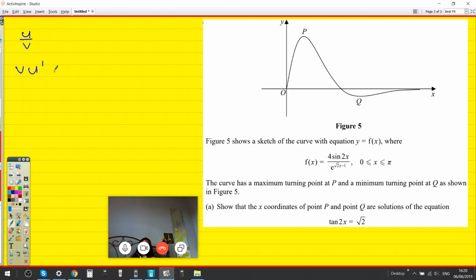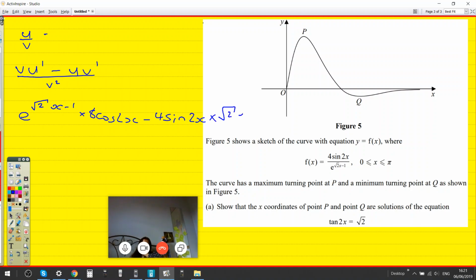So u equals 4 sine 2x, v equals e root 2x minus 1. du over dx equals 4. Is it 4 times the 2? Uh, 8 equals 2x, that would be 8 cos 2x. And the other one is root 2 e root 2x minus 1. Root 2 e. Is that what you have on the top?